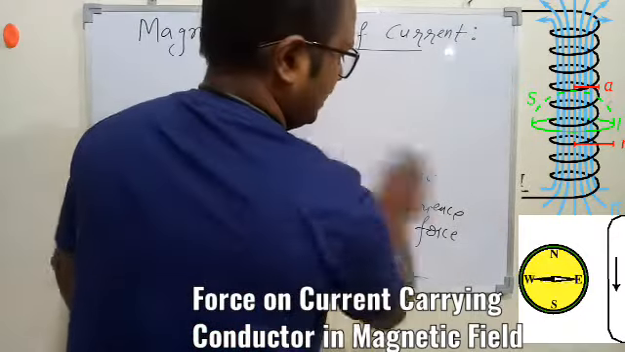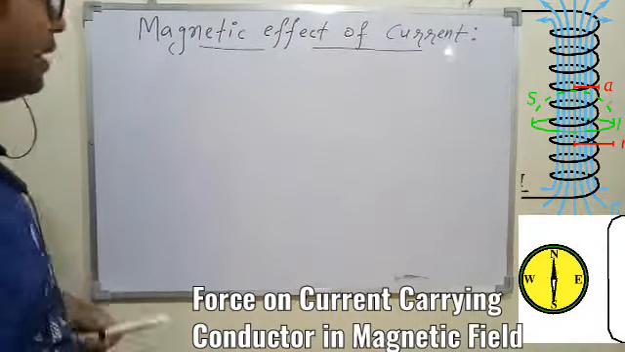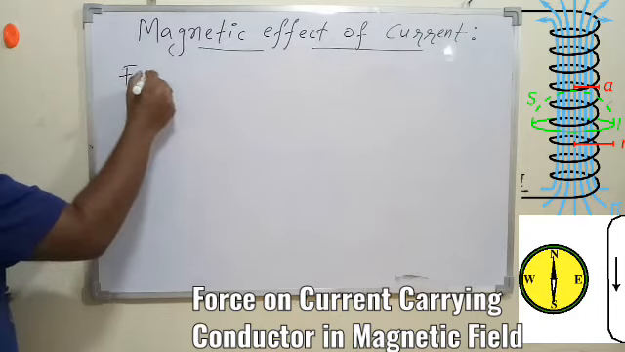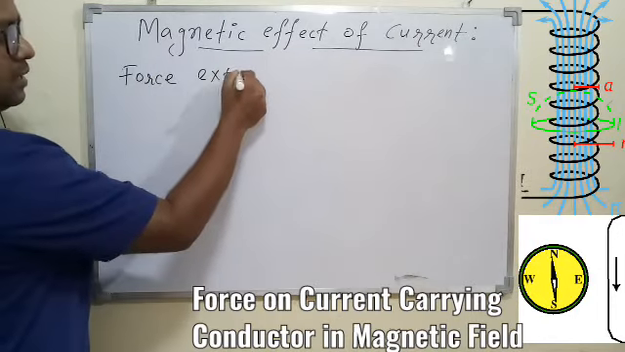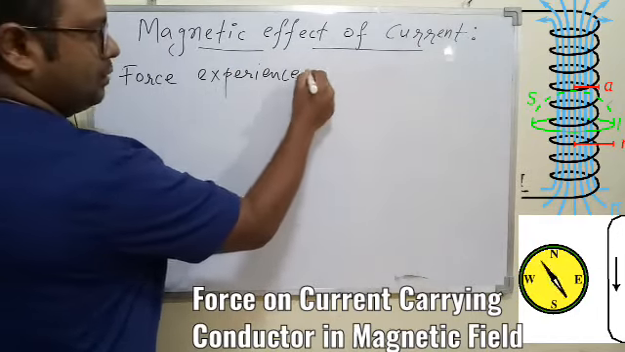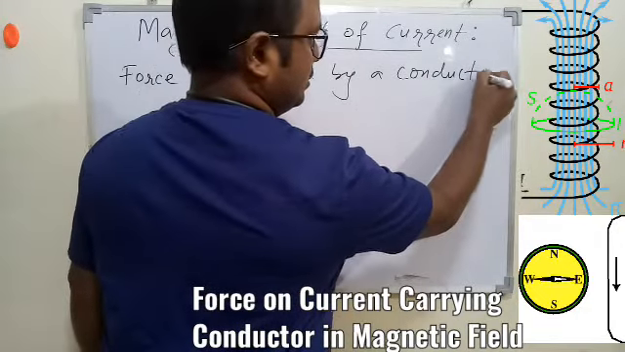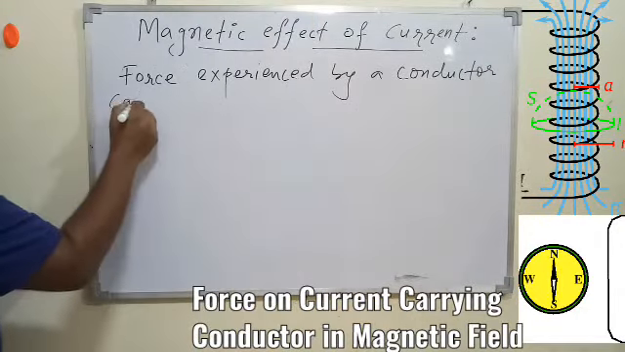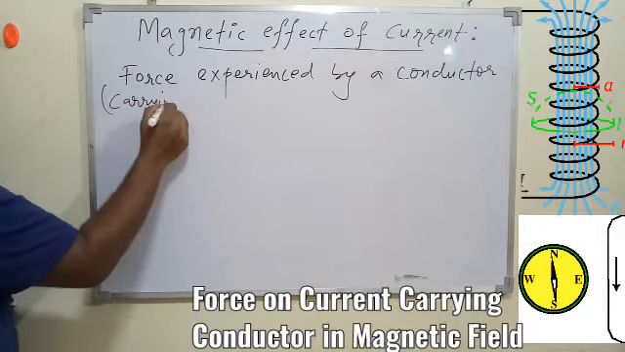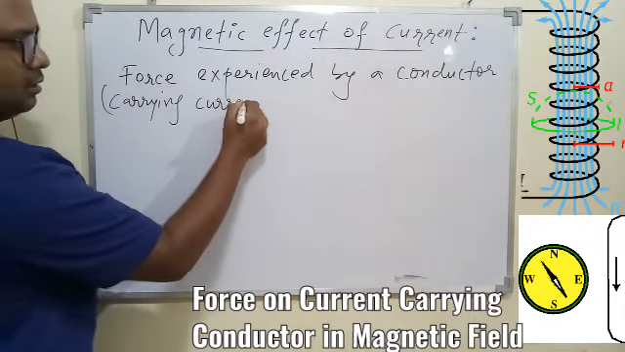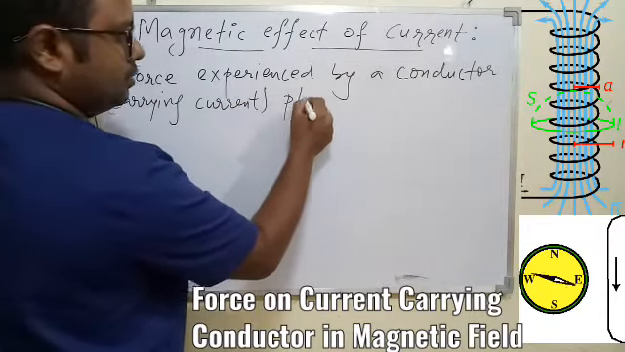Okay, so the topic we have is force experienced by a conductor carrying current, in the bracket I am writing, placed in a magnetic field.